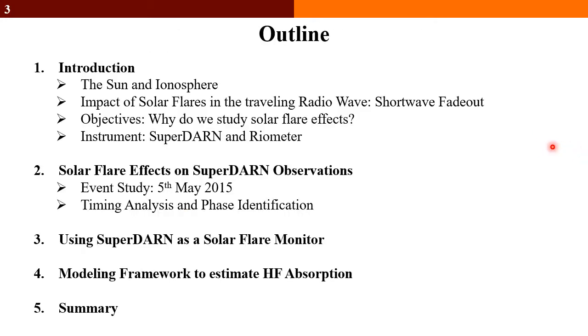So here is a brief outline of this talk. I'm going to introduce the impact of the solar flare on the traveling radio wave and the ionosphere, and our objective of this study and instrumentation I'm going to use for this study, and then I'm going to talk about the solar flare effect on SuperDARN and riometers, and then I'm going to describe whether we are going to use SuperDARN as a solar flare monitor, and modeling of HF absorption using a physics-based framework, and finally I'll summarize all of my findings.